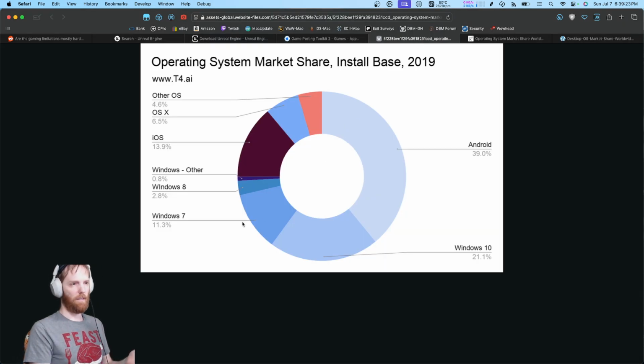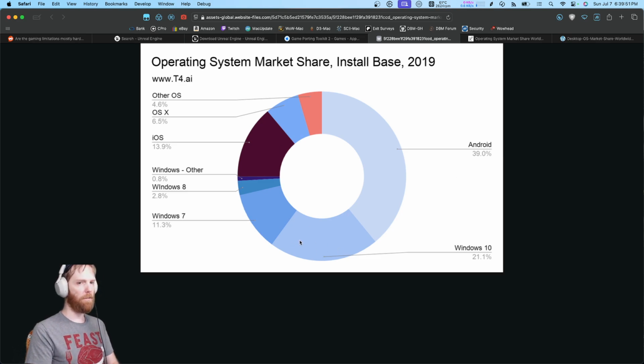This is what matters. Now, I had a hard time finding images from 2024. A lot of the images are 2020 or 2019, but they still paint the picture that I wanted to show, and that's this: Windows 8, Windows 7, Windows 10. You add all the Windows together, and you're looking at 35% market share.